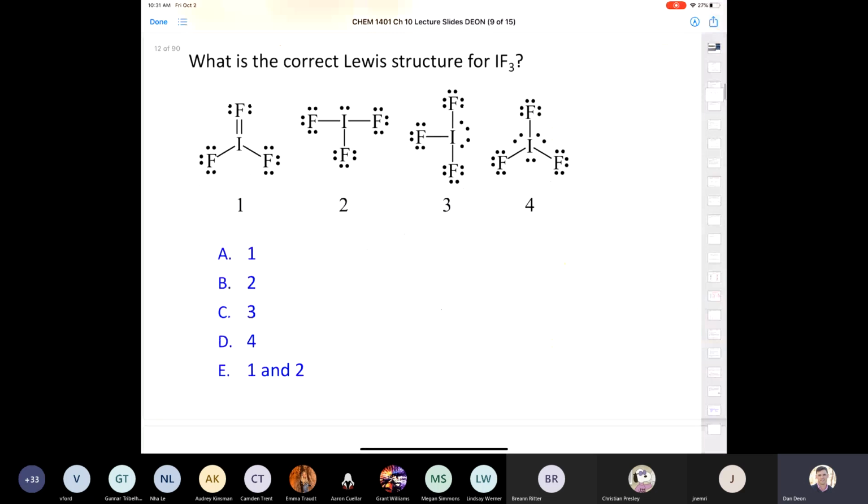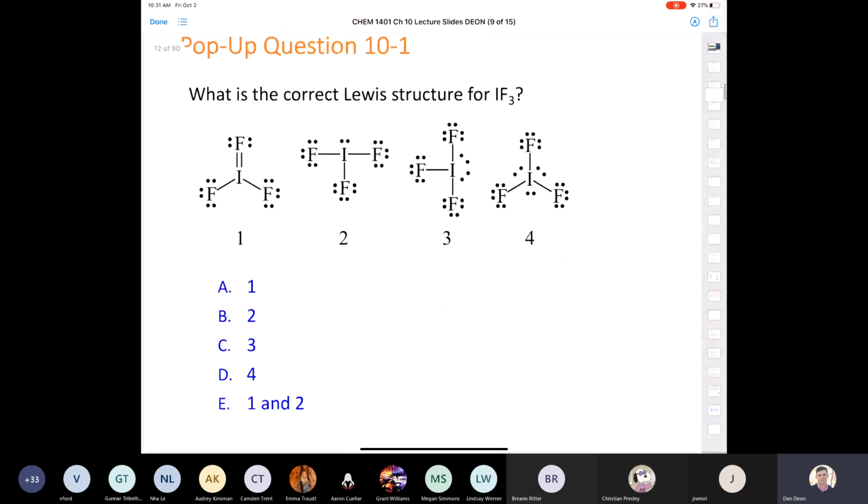This is a pop-up question. I'll give you a second to think about it before I ask you. It says, what's the correct Lewis structure for iodine trifluoride? Let me give you a minute to think about it. It's hard for me to not talk, but I'll give you a minute to think.